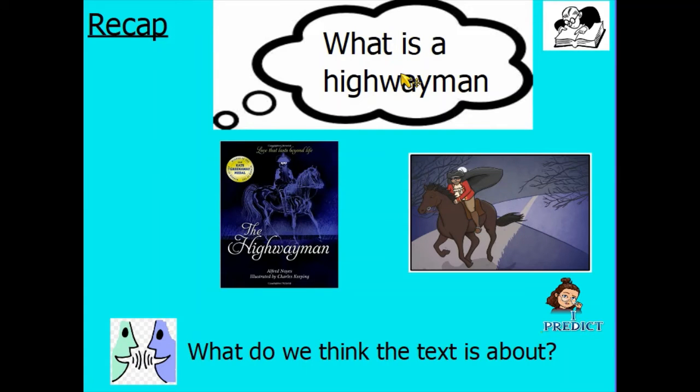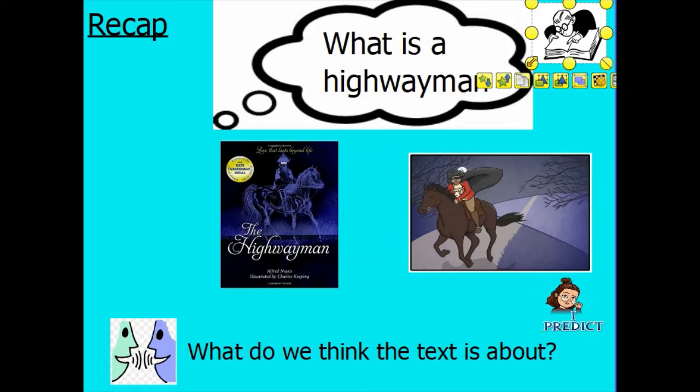So have a think about what a highwayman could be. And here we've got this picture here. This refers to our word meaning skills. So have a little think about what a highwayman is.